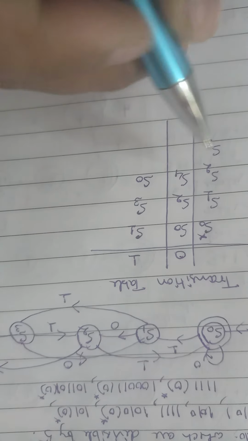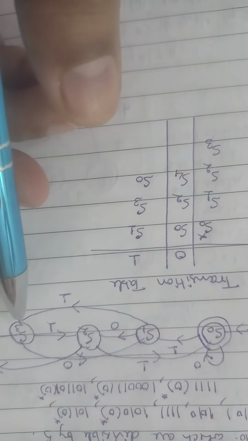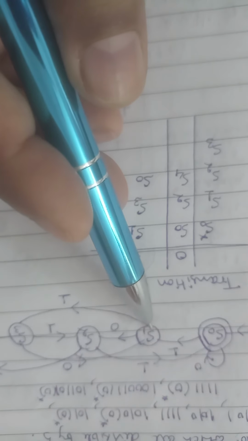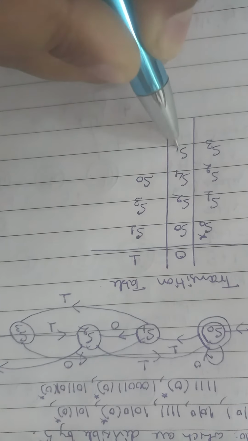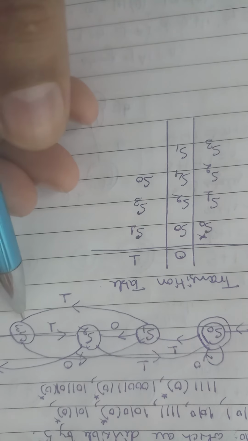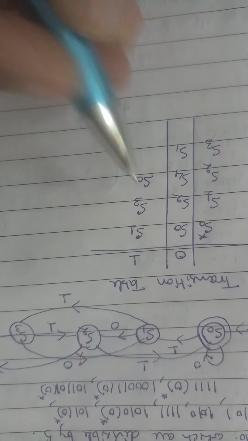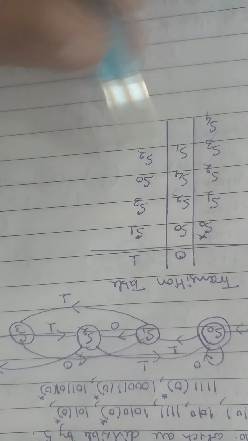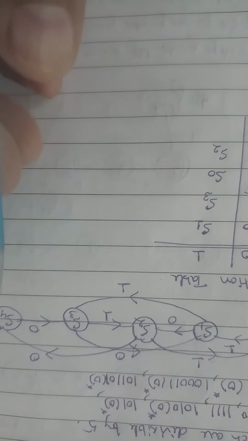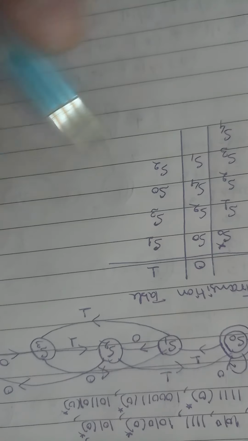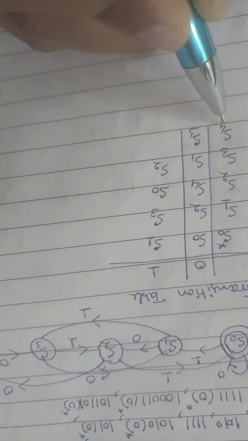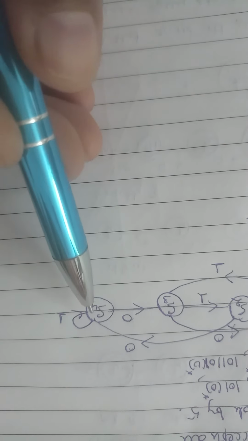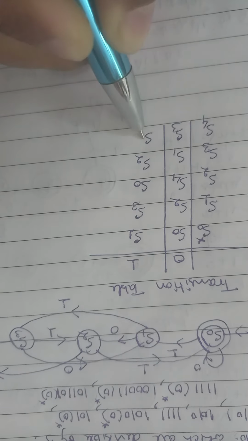Now we write S3 on 0, we move to S1, and S3 on 1 we move to S2. Now S4, from S4 on 0 we go to S3, so we write S3 here, and S4 on 1 we go to S4, so we write S4 here.